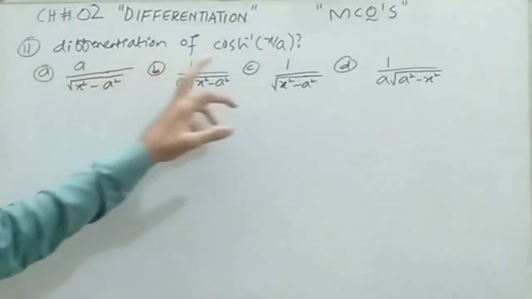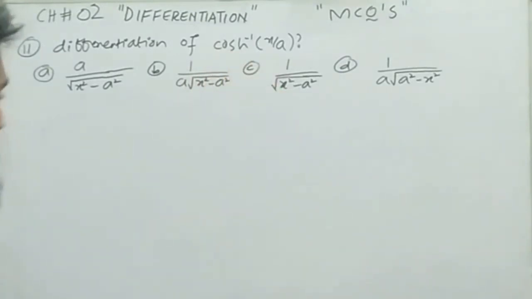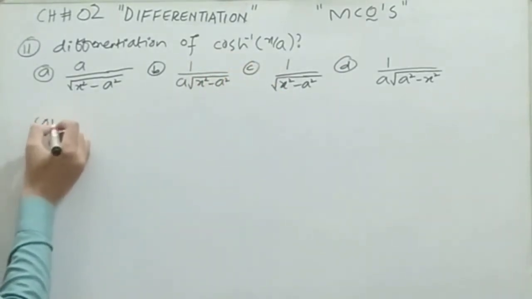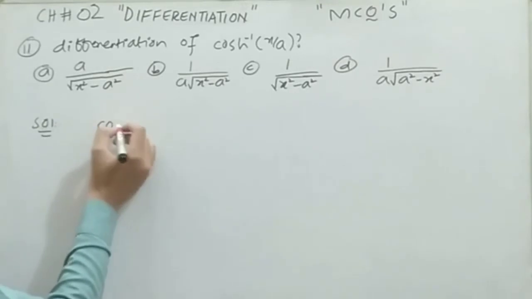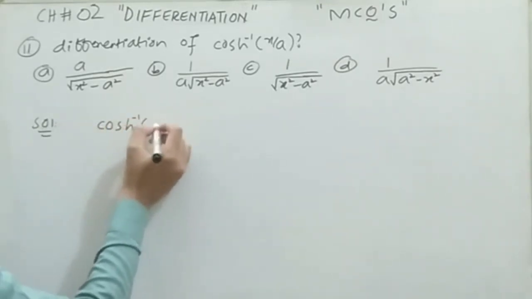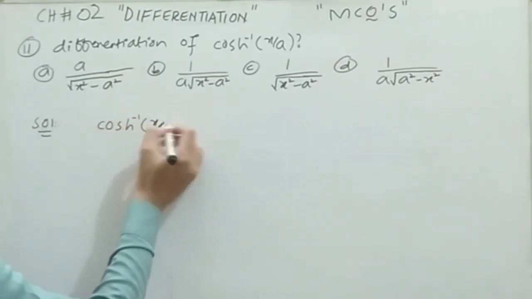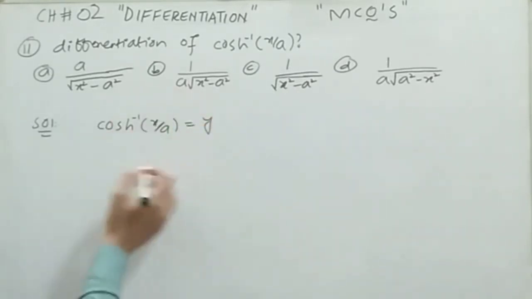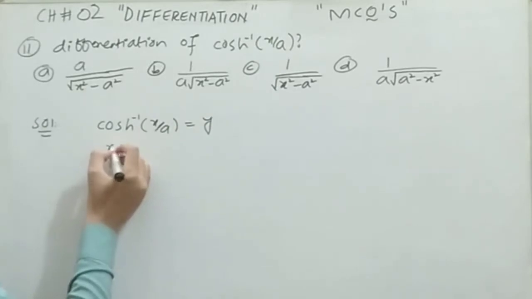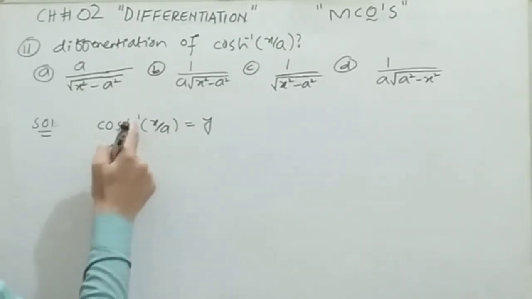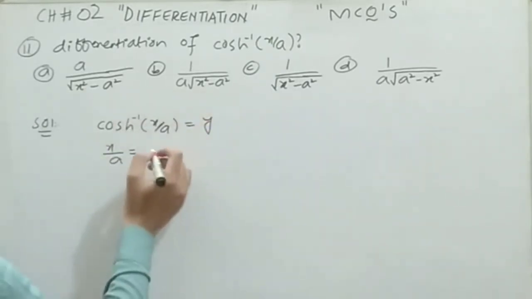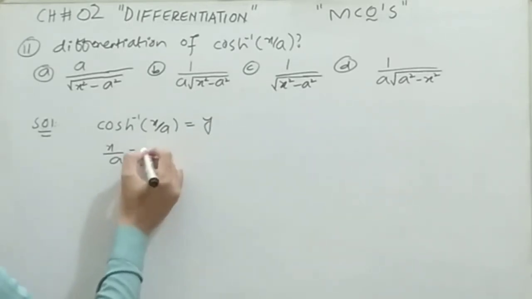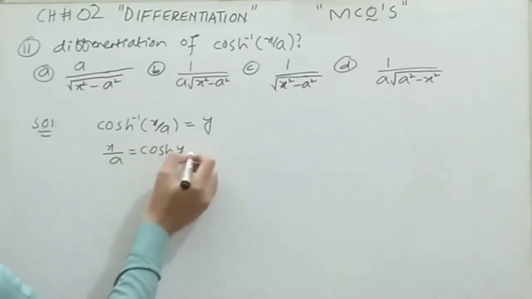It tells that differentiation of cos hyperbolic inverse of x by a will be. Move towards solution. Let's suppose cos hyperbolic inverse x divided by a is equal to y. Now shift cos hyperbolic inverse to the right hand side. So on this side we are left with x divided by a. Here the power is -1, so by moving to the right hand side, the power will be +1. So it becomes cos hyperbolic y.